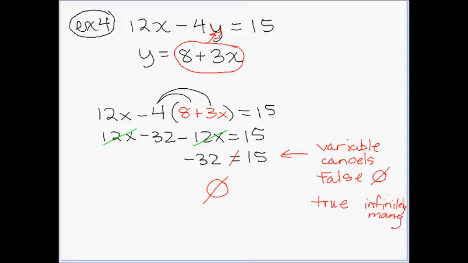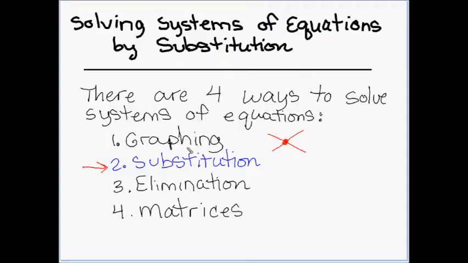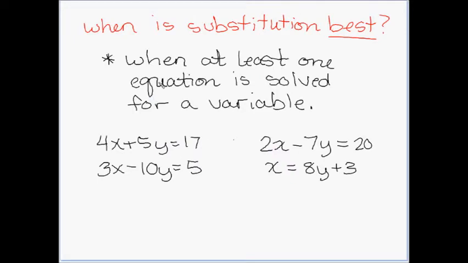All right, let's go to the final slide here. When is substitution best? Well, if we think about all the different ways to solve systems, graphing is easy if you already have your graph paper and if the equations are set up in easily graphed form and you know they're going to come out as whole numbers. Graphing is good. It's also good for checking your solutions to see if your solutions are reasonable. But substitution is a good algebraic way if at least one equation is solved for a variable.